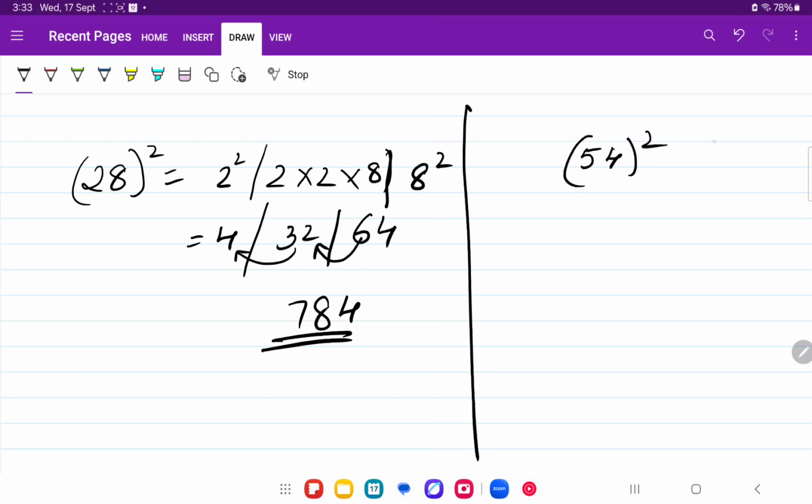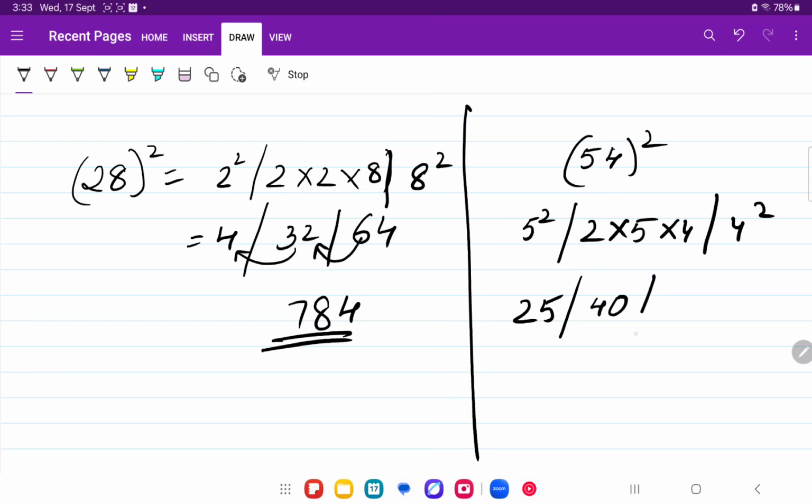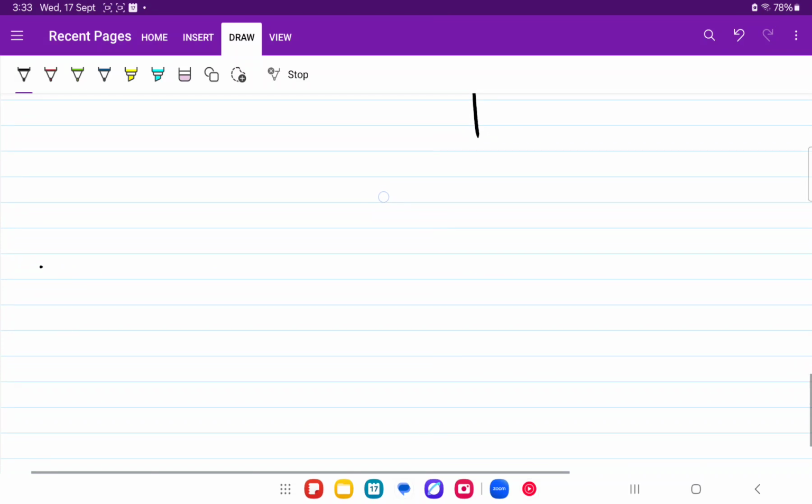So let's take an example of 54 square. So what do we write? We write it as 5 square, 2 times 5 times 4 and 4 square. 5 square is 25, 2 5s are 10, 10 4s are 40 and 4 square is 16. 6, 1 carry forward 1, 5, 4 carry forward to 5, 9. So 2916 is your answer. Isn't this right?